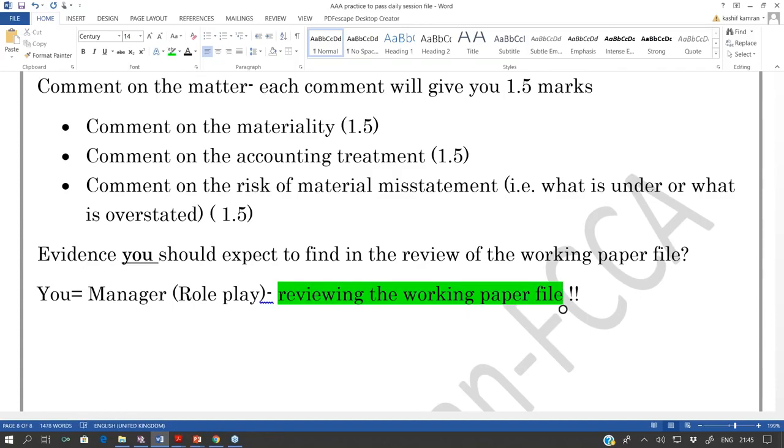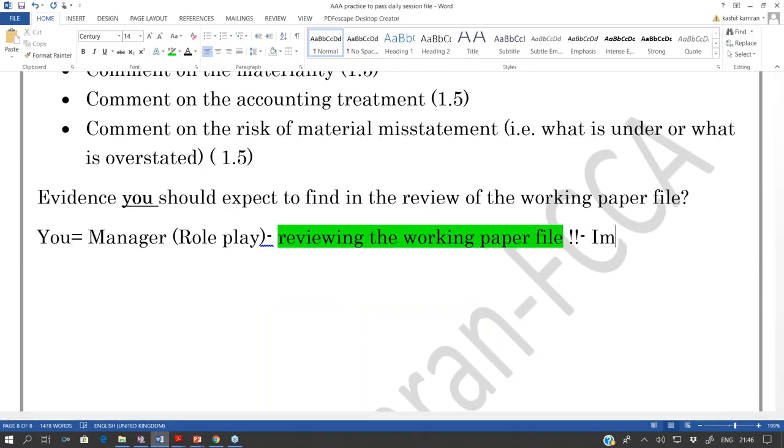Now, when you believe that you are a manager and you have a review of the working paper file, the very first thing you need to imagine in the exam paper is the working paper file in front of you. You need to visualize that.